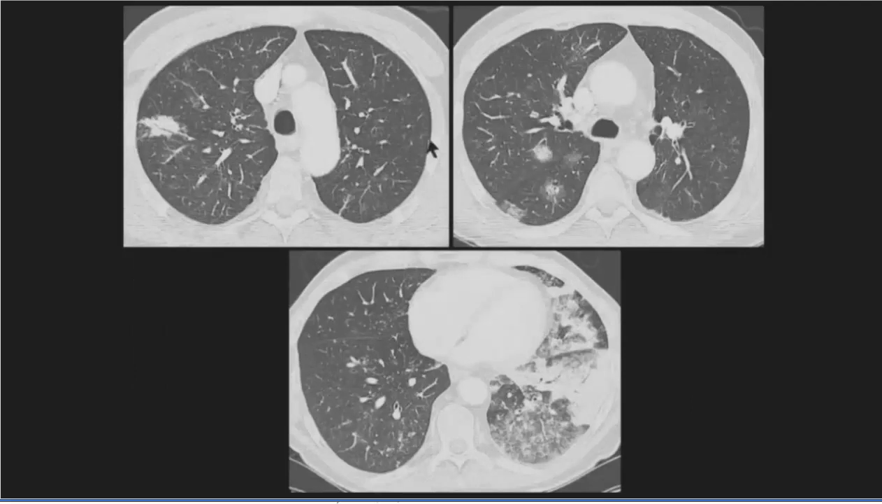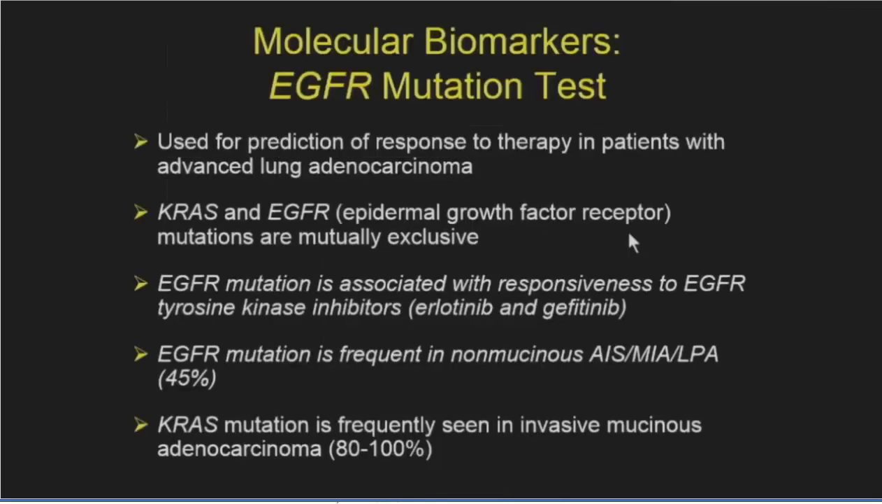However, if there are multiple nodules and resection is not possible, such as in this case, then a biopsy is usually performed with molecular profiling. And we know for adenocarcinoma, the most common mutations we can find are KRAS and EGFR, and they are useful for prediction of response to target therapy. Currently, up to 25% of the lung cancers are being treated with target therapy. And the EGFR mutation is the one that indicates that the tumor is going to respond to the tyrosine kinase inhibitors, which are the target therapy in this case.